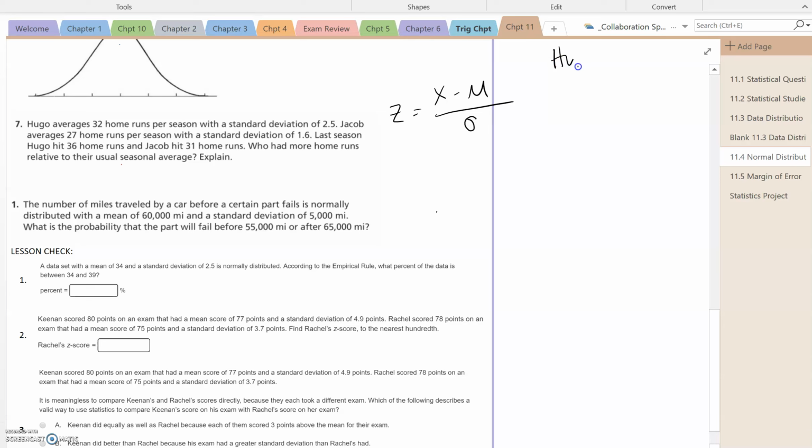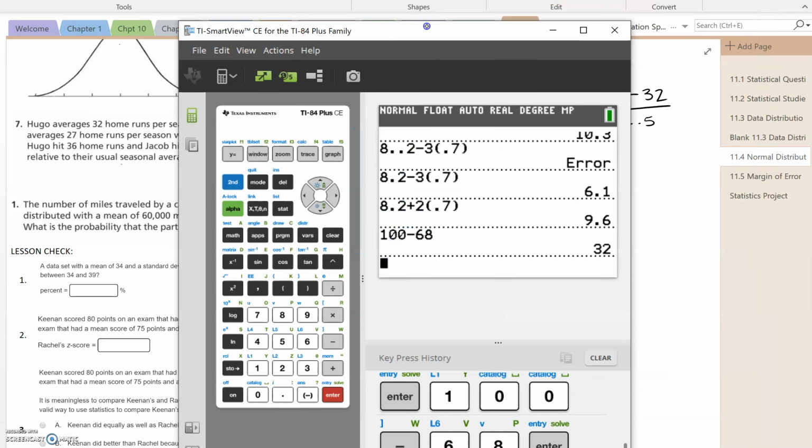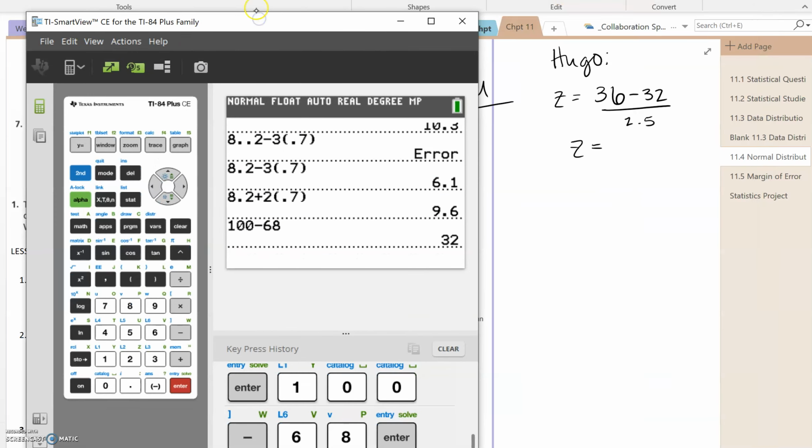So for Hugo, his z-score is going to be his value of home runs that he hit, which is 36. His mean is 32. And his standard deviation is 2.5. So to get his z-score, I'm just going to type that into my calculator. So I have 36 minus 32, hit enter, and then divide it by 2.5. So Hugo's z-score is 1.6.